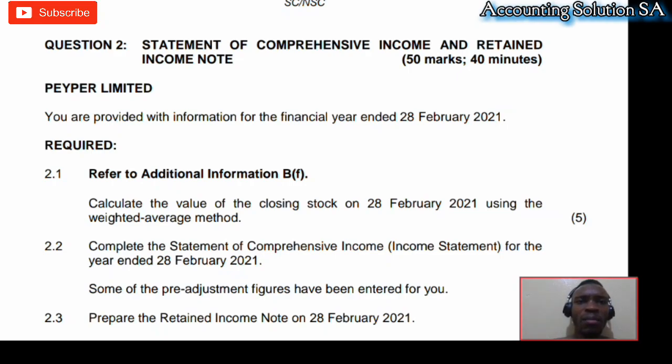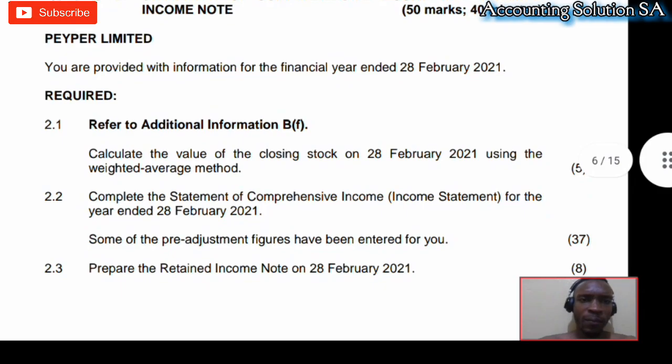Required number 2.1, they said calculate the value of closing stock on 28 February 2021 using the weighted average method. For this one, of course, you have to know inventory. This 2.1 falls under inventory, where you calculate using the weighted average method: the total divided by the number of units, then you multiply by the closing inventory units. It's 5 marks for that.